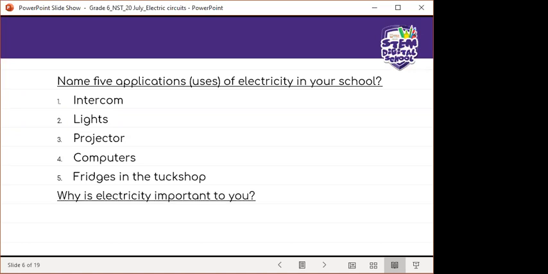Cool. Next question. Why is electricity important to you as an individual? Why is electricity important to you as an individual, as a grade 6 learner? Why do you get mad and sad when there is load shedding? Hey, Tembagazi, I see your hand. Or just accept on your side now to unmute your mic.